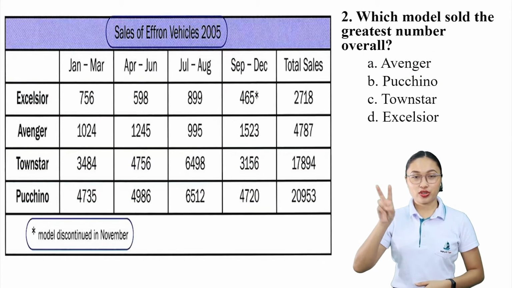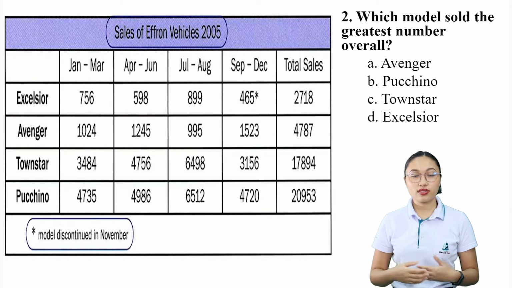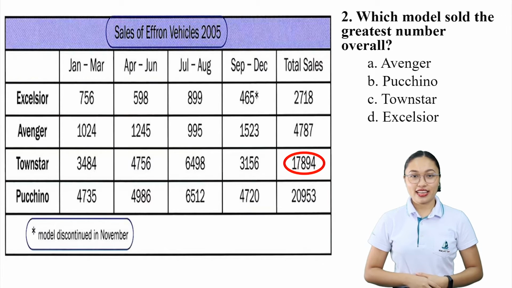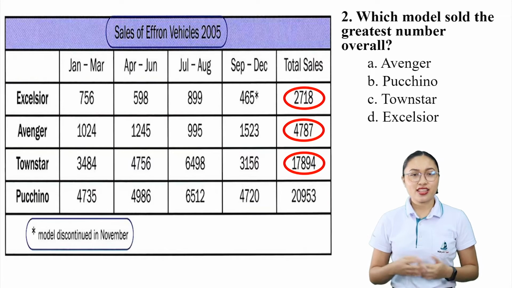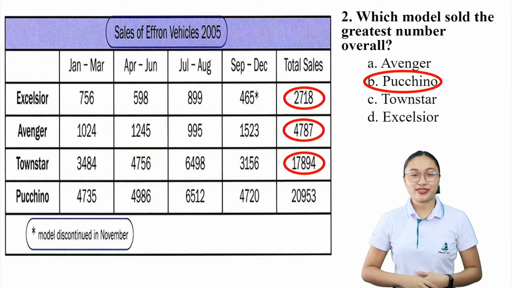Question number 2. Which model sold the greatest number overall? Let's go over each letter. Townstar placed second in the overall sales of the vehicle with a total of 17,894. Avenger followed as third with 4,787, while Excelsior placed the lowest with only 2,718 overall sales. This leaves us with, correct, letter B, Puccino.